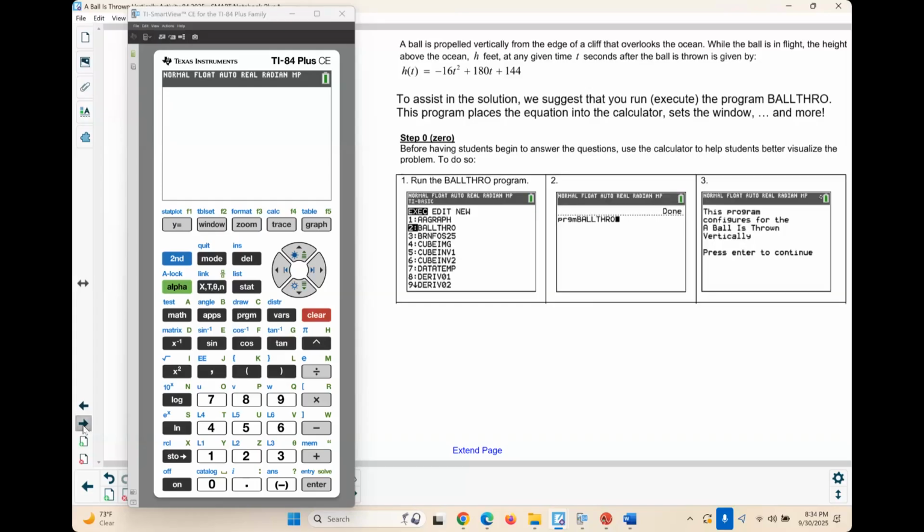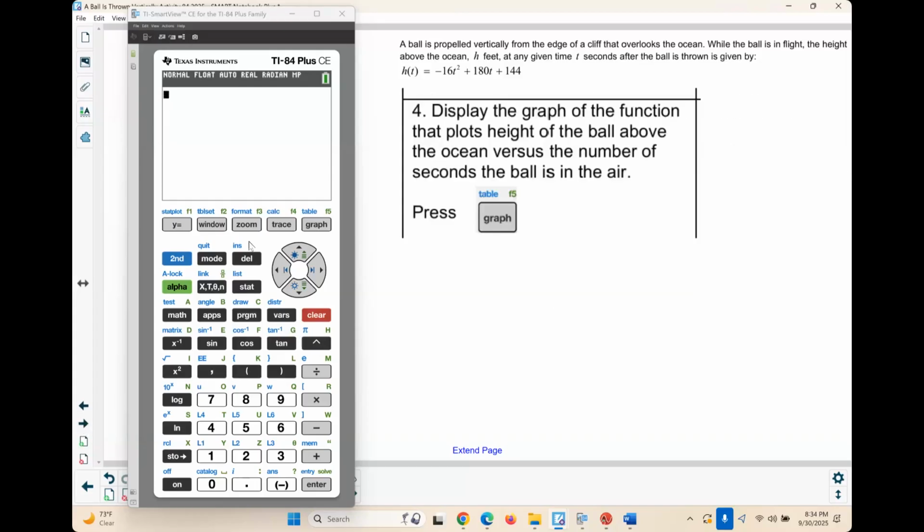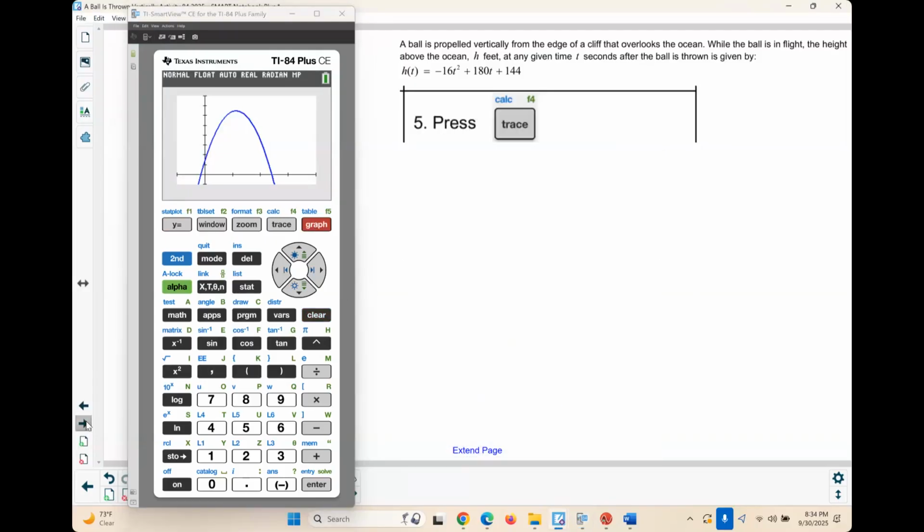So to do that, we ran the program Ball Throw, and now I'm going to press graph, because I put the equation into Y1. I preset the window, so students don't have to play around with that, because that's not my focus here. Then I'll press trace.